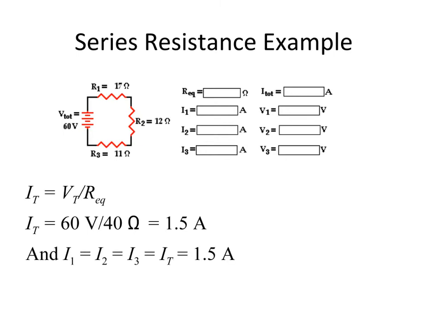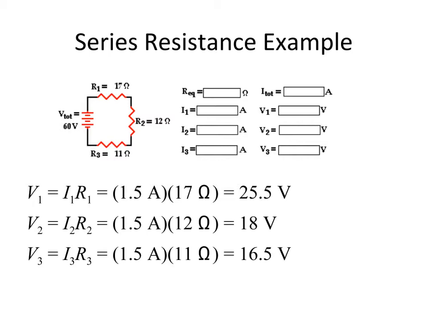And as we mentioned earlier, the current is always the same throughout the circuit in a series circuit, so we get 1.5 amperes for any of the currents. I1, I2, I3, I total, they're all the same. If we want to find the voltage drop across the three resistors, we'll use Ohm's law. So V1 equals I1 times R1, etc. And we have all the resistances, so we can work out all the voltage drops for those three loads.